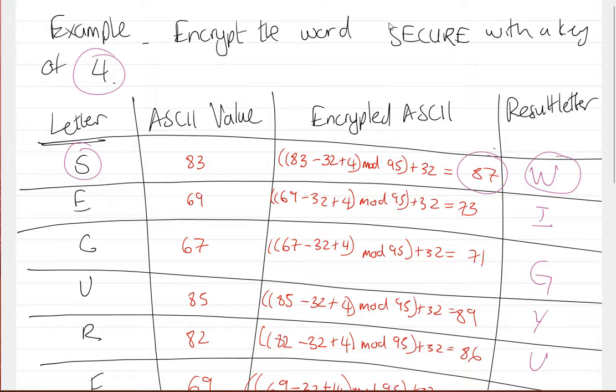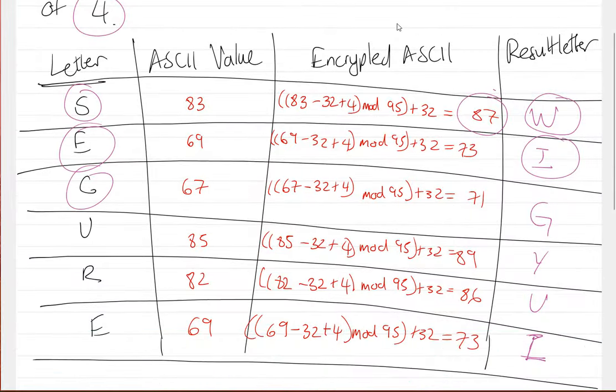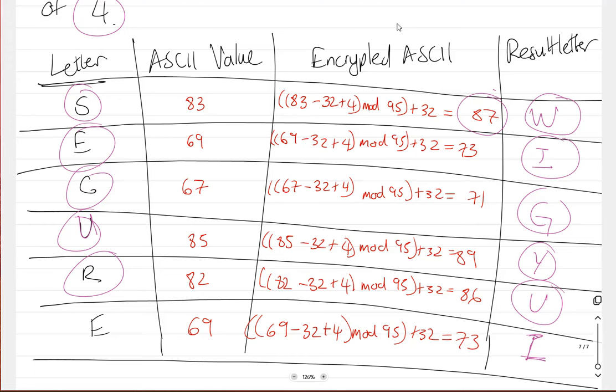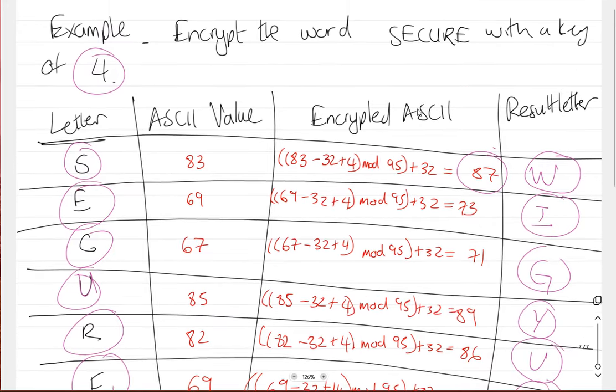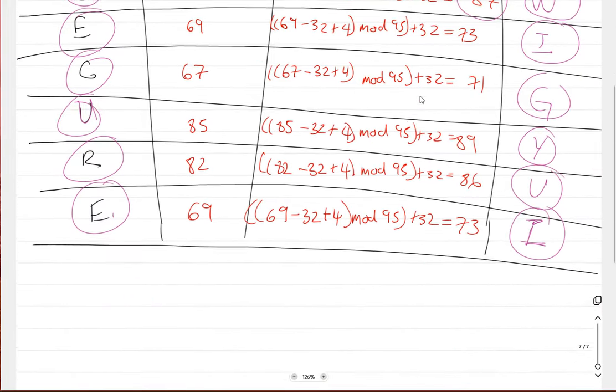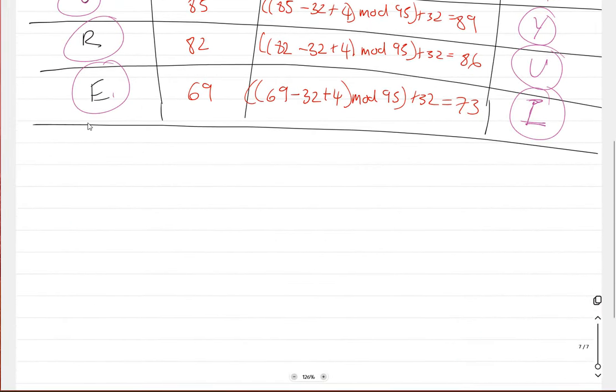I shifted 4 positions from E on the ASCII table to get I. I shifted 4 positions from C to get G. I shifted 4 positions from U to get Y. I shifted 4 positions from R to get a V. And I shifted 4 positions from E to get an I. So look at your ASCII table and figure out what's actually happening there.